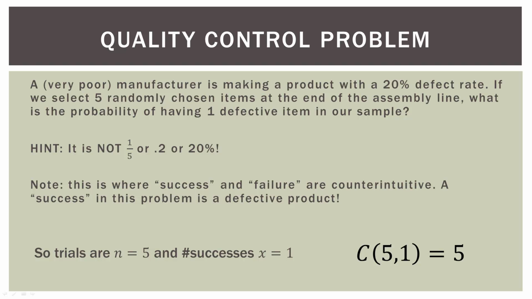Or we can select one off the end of the line and it's not defective, but then the second one is defective. Or we could do it again and the third one is the defective one. Or we could do it again and the fourth one is the defective one. Of course, again, and the 5th one is the defective one. That's why there are 5 different ways to do that. That's where we get our 5 choose 1.